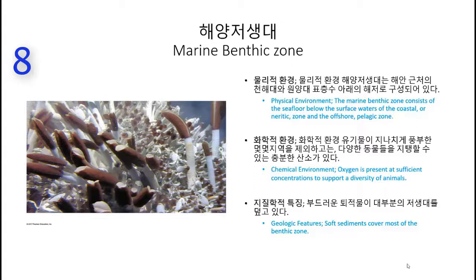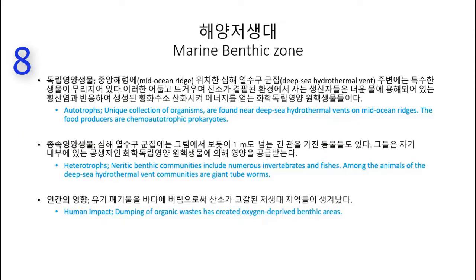Chemical environment. Except in areas of oxygen enrichment, oxygen is usually present at sufficient concentrations to support diverse animal life. Geologic features. Soft sediments cover most of the benthic zone. However, there are areas of rocky substrate on reefs, submarine mountains, and new oceanic crust. Autotrophs. Unique assemblages of organisms live near deep-sea hydrothermal vents on mid-ocean ridges. In these dark, hot environments, the food producers are chemoautotrophic prokaryotes that obtain energy by oxidizing H2S, formed by a reaction of the hot water with dissolved sulfate.